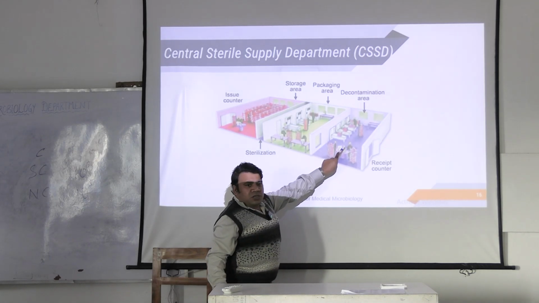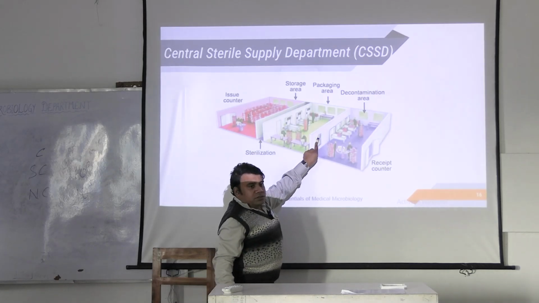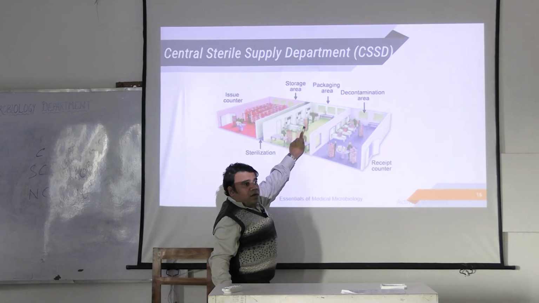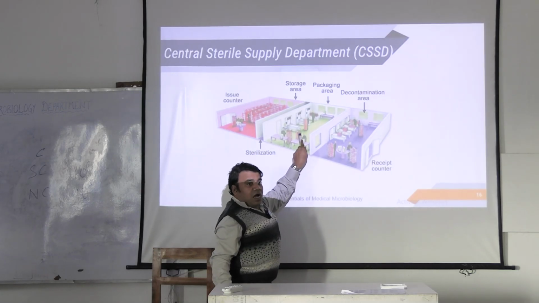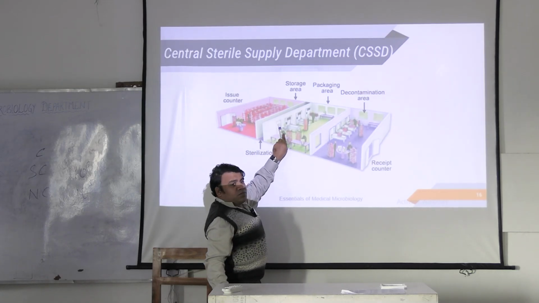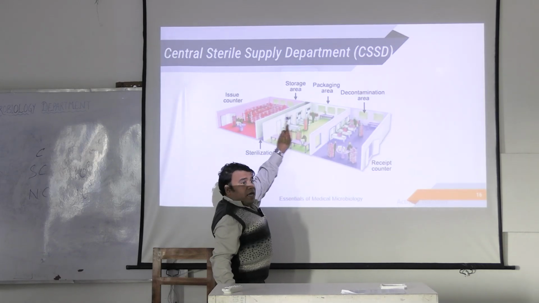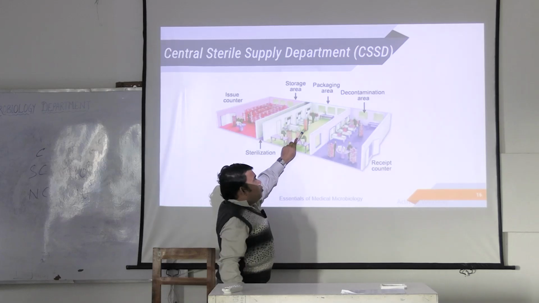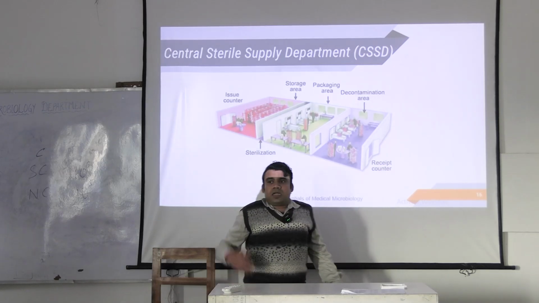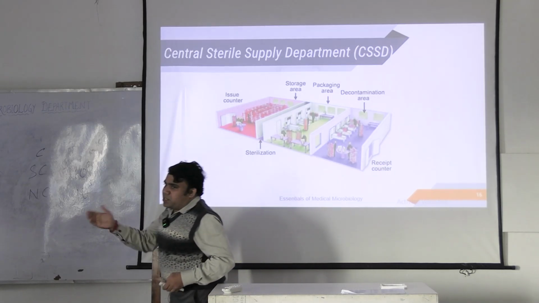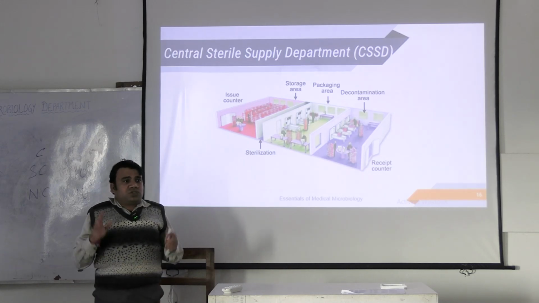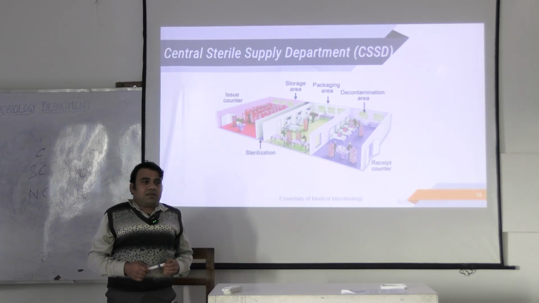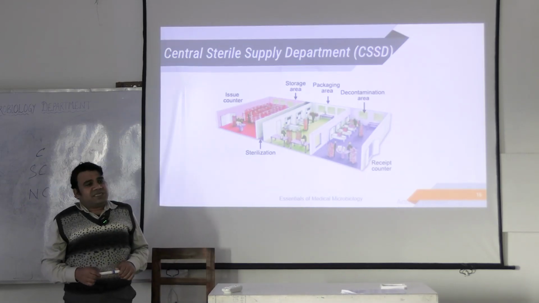After cleaning and decontamination is done, there is another pocket in the door window from where these are sent to this packaging area, where packaging and sterilization is done. After it is done, through another window, it is kept in the storage area, and then from the storage area it is sent out. All the people working will work in their respective area, so that there is no transfer from one place to the other. So this is called the central sterile supply department or CSSD.